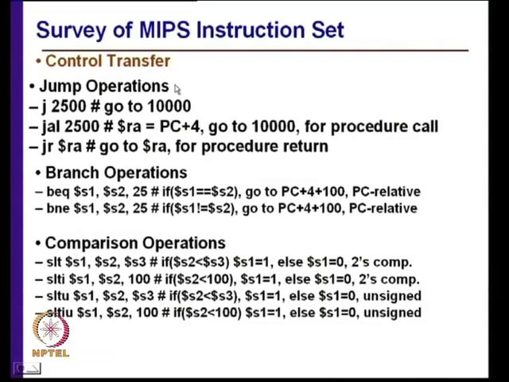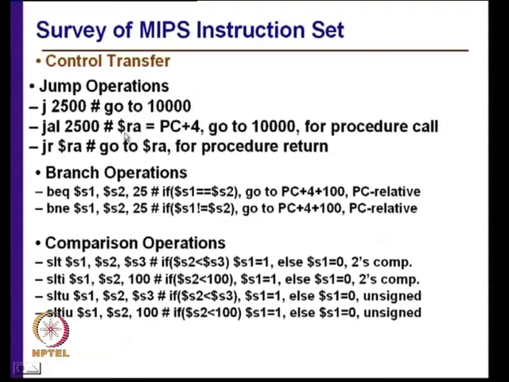Then you will be having several control transfer operations like jump, branch. So jump 2500, go to 10,000. So you have to multiply with 4. We have seen these are byte addressable. That's why you are multiplying 2500 with 4 to go to the memory location. Then jump and link. This is a procedure call. Again, you are performing PC plus 4. It is a procedure call, go to 10,000, jump at memory location provided by PC plus 4.